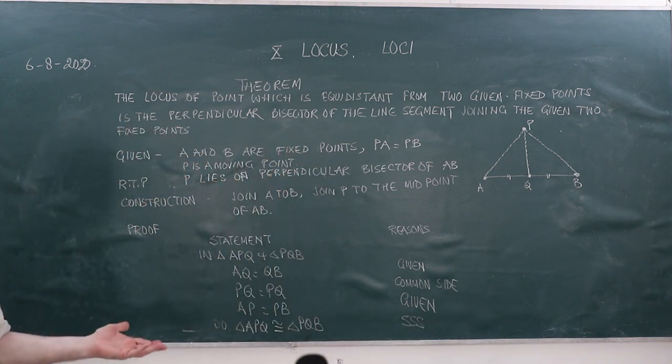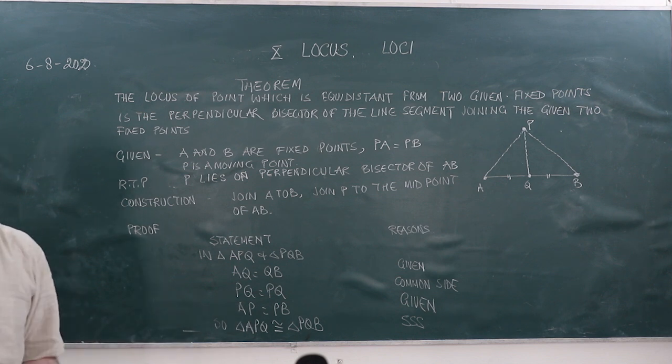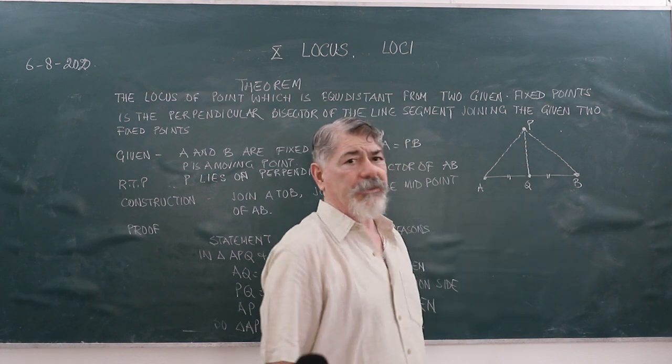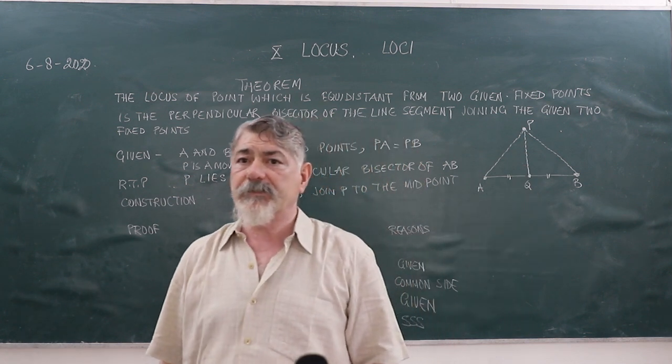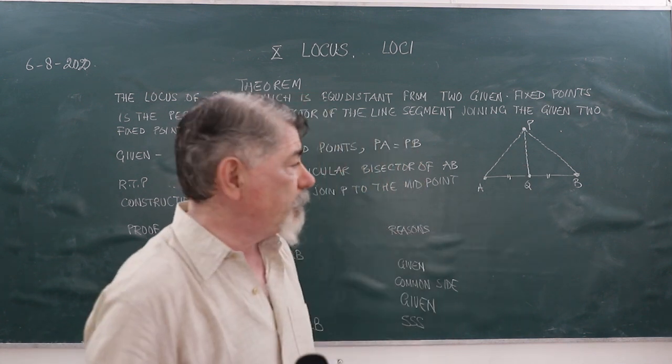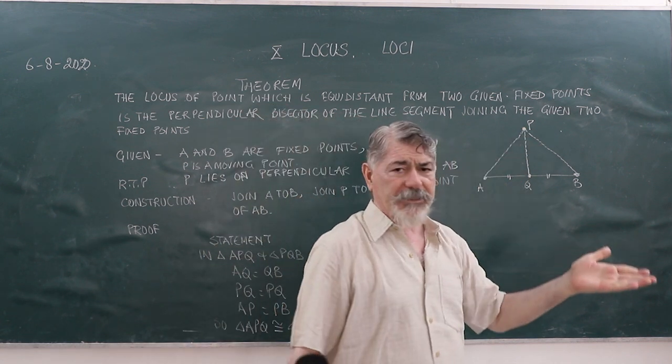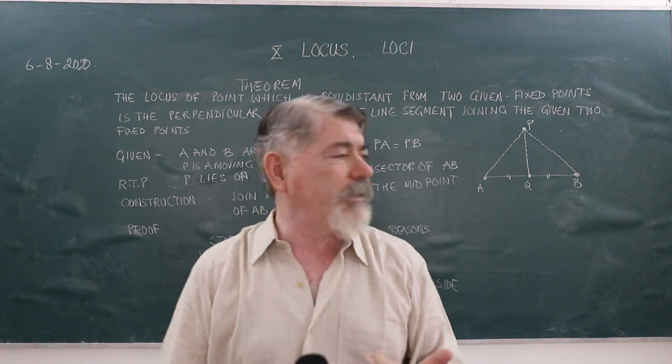Now what does it prove by proving the triangles to be congruent? What do we achieve? We have to prove that this is the perpendicular bisector. We know it is a bisector. Why is it a bisector? Because Q is the midpoint and we have joined P to Q. So the line PQ is bisecting AB.